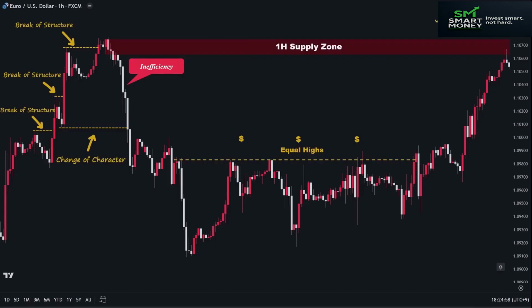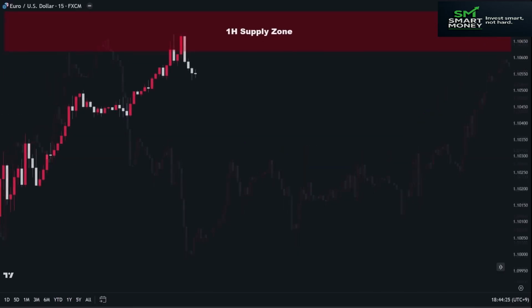As you can see, the price made a significant move to the upside after sweeping the liquidity that had accumulated above the equal highs. This movement also triggered the stop losses of traders who had entered the market with sell positions from the lower demand zones. The price eventually reached the extreme supply zone in the 1-hour time frame. Now, let's switch our focus to the 15-minute time frame chart to further analyze the price action.